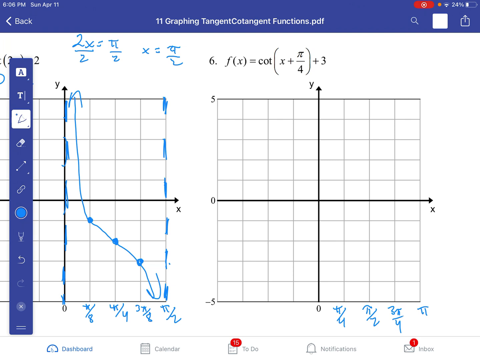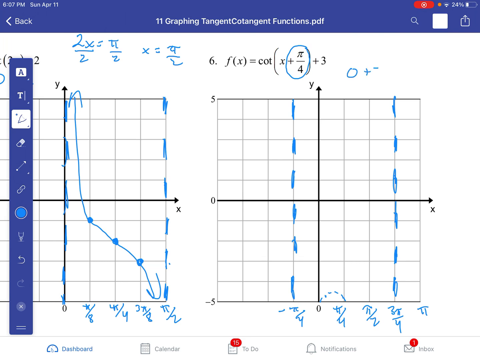Okay. Step 2, the horizontal shift. We're going to the left by pi over 4. Pi over 4 is one interval in our graph, so we're going to go to the left by one interval. So this is going to be negative pi over 4. Okay. Which means our asymptotes will change to be here at negative pi over 4 and at positive 3 pi over 4. Because the asymptote moved over by one interval. So it's not at pi anymore.